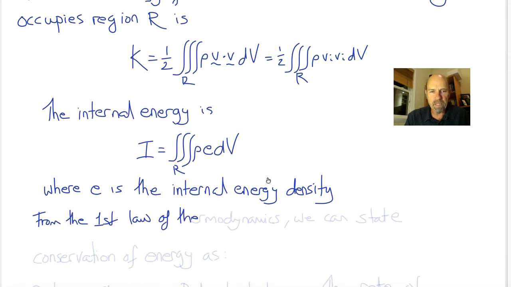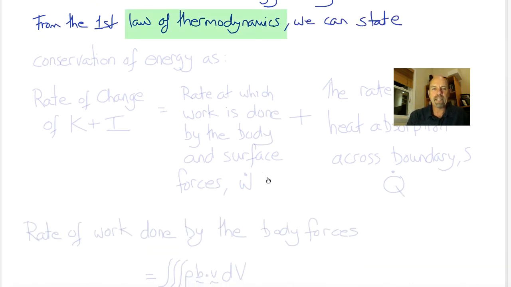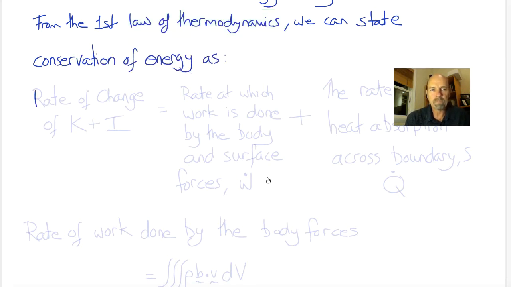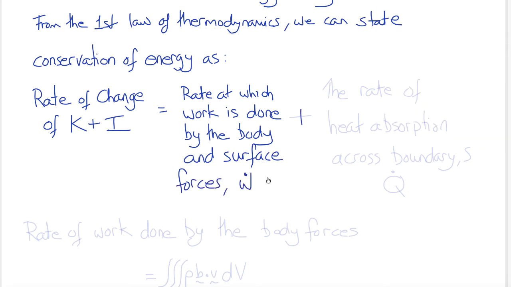Now, from the first law of thermodynamics, we can state conservation of energy as the rate of change of the kinetic plus internal energy of the body, or of the region, is equal to the rate at which work is done by the body and surface forces, and we'll call that W dot, plus the rate of heat absorption into R across its boundary S, and we'll call that Q dot.